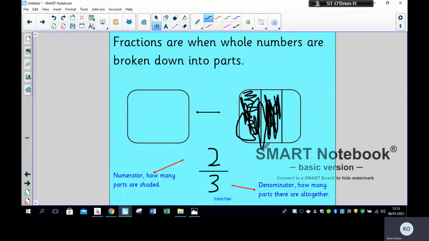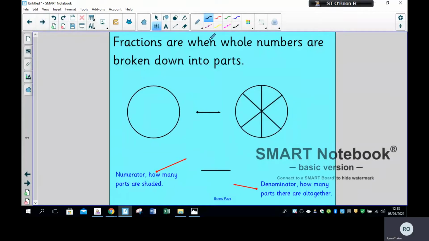And that's how fractions work. You have your numerator, which tells you how many parts you've eaten, how many parts are shaded. And then you have your denominator, which tells you how many parts there were altogether. So you've had your cake here, you've split it into 3 parts. There's 3 parts altogether. Mr. O'Brien's eaten 2, so it's 2 out of 3. Just like a spelling test.